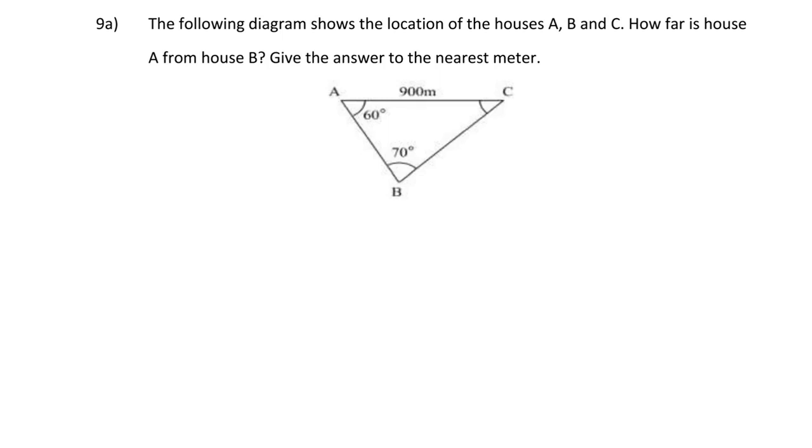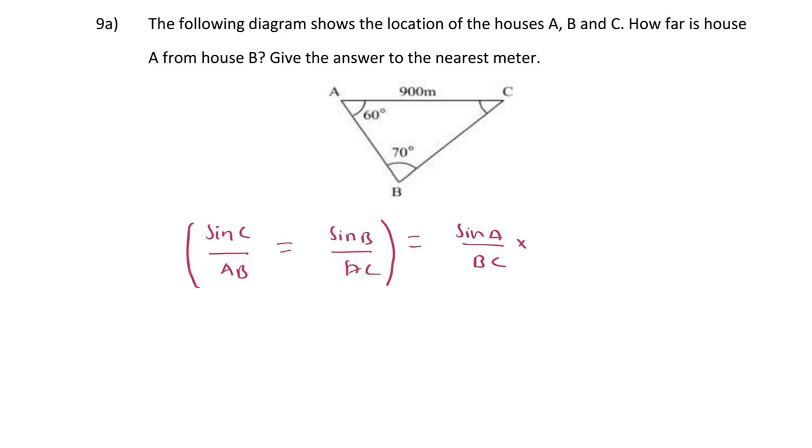Okay, so for this one, to know how far is house A from house B, first we are going to calculate the distance AB from the given figure. And to do that, we can simply apply the sine rule, which says sine C over AB equals sine B over AC, which also equals sine A over BC. And our interest is just distance AB, then we are going to ignore this one, sine A over BC. So we are just going to concentrate on this relation.